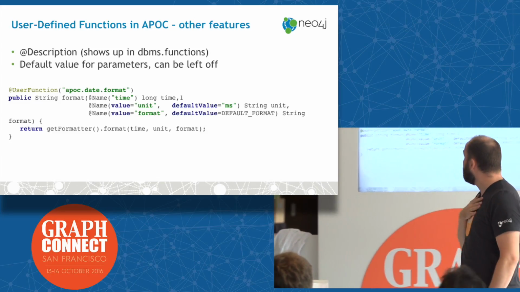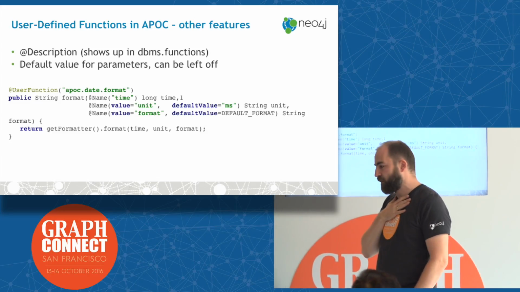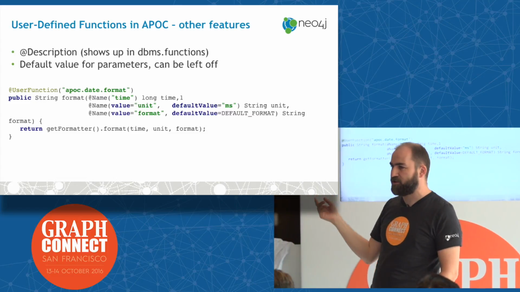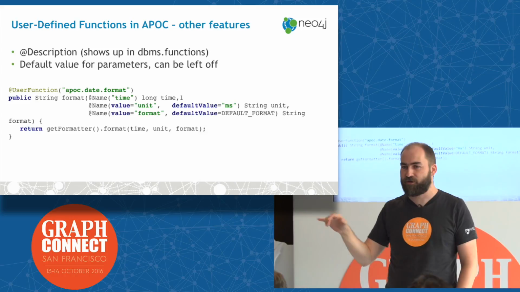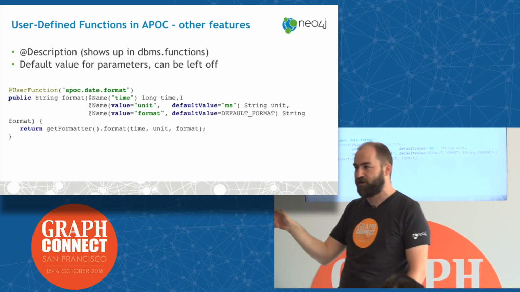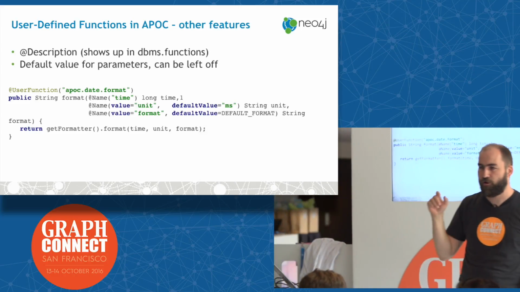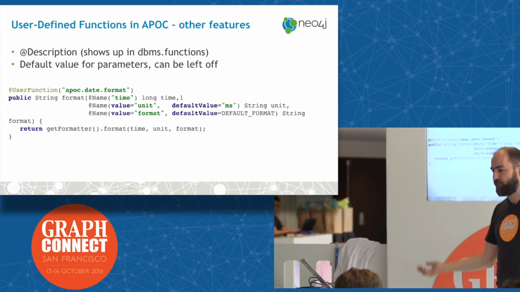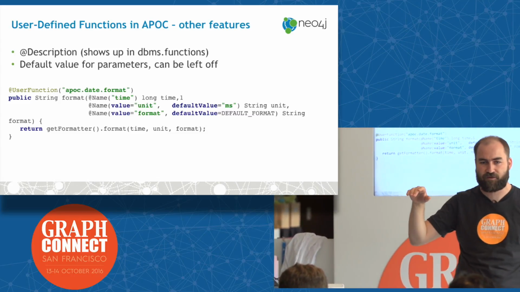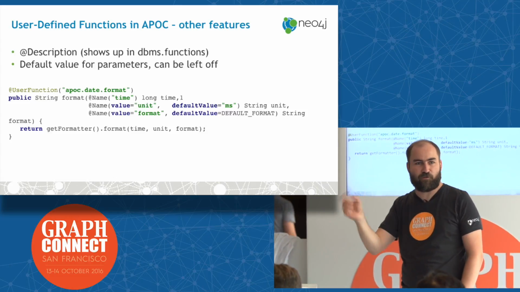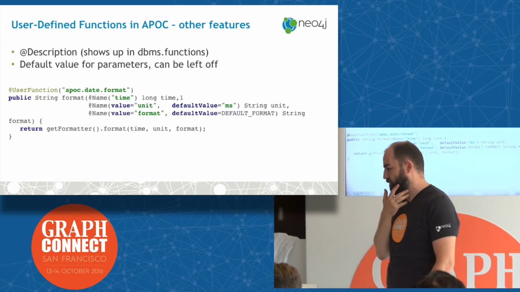Something that's nice in 3.1 as well is that the @Description annotation moved from APOC into the product. So whenever you have a procedure, you can now have a descriptive text on each function and procedure, and when you call dbms.functions or dbms.procedures, then the descriptive text is also listed there. So it's easier for users to figure out what the function does or what the procedure does.